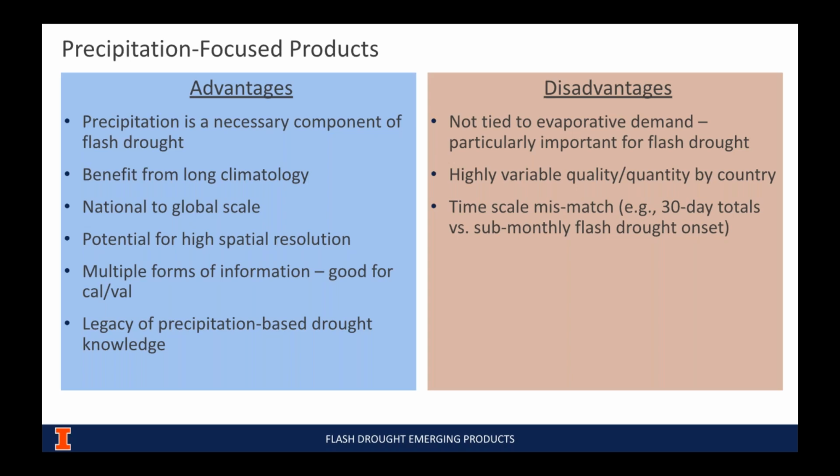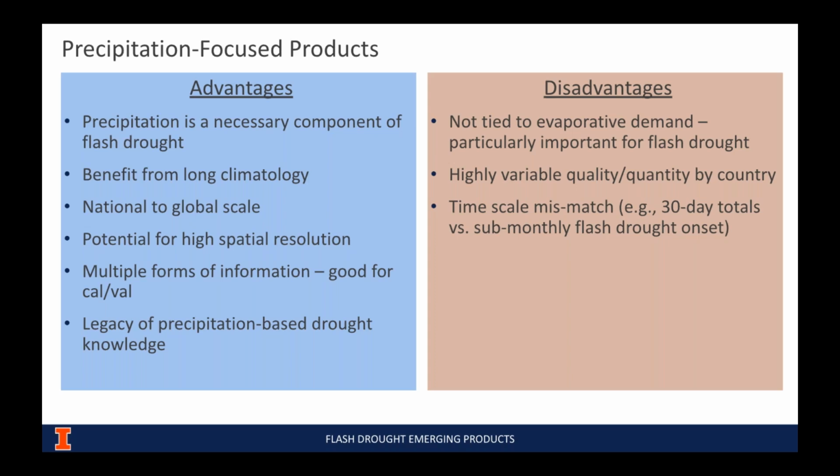The disadvantage of precipitation is, kind of on the flip side of the disadvantage of evaporative demand, that precipitation is not tied to evaporative demand. So even if we have below normal precipitation, if it's cooler, if it's more humid, we may not have the evaporative demand. We may not get a flash drought in some regions. Precipitation is highly variable as far as the quality and quantity by country, which means it's not necessarily very consistent across political borders, which can create a problem when you think about global flash drought monitoring.